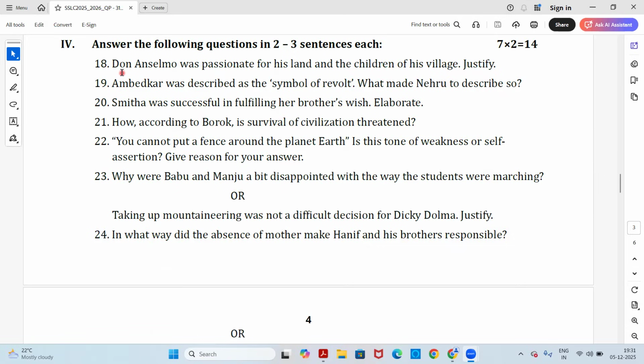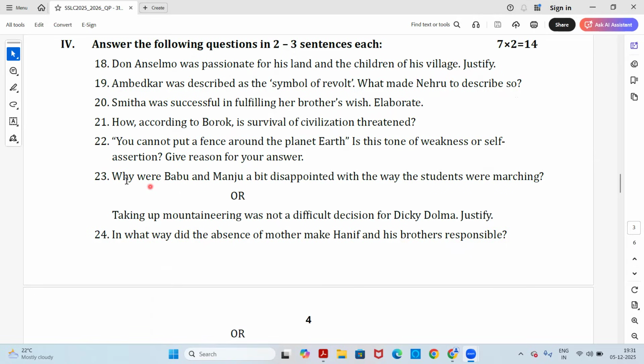Now the questions. Don Anselmo was passionate for his land and the children of his village. Justify. Ambedkar was described as a symbol of revolt. What made Nehru describe him so? Smita was successful in fulfilling her brother's wish. Elaborate. How, according to Burke, is the survival of civilization threatened? You cannot put a fence around the planet Earth. Is this the tone of weakness or self-assertion? Give reason for your answer.